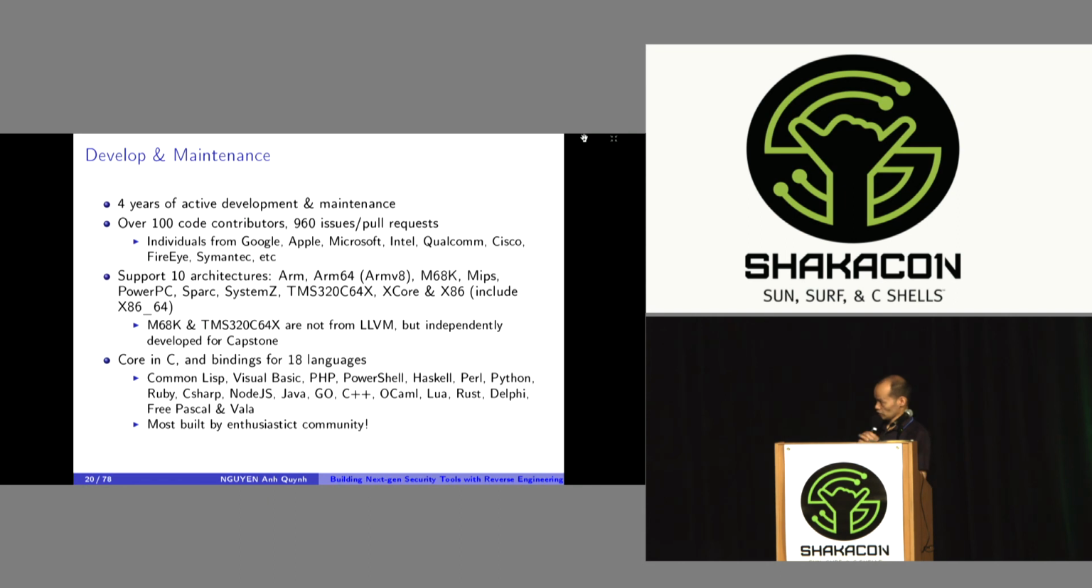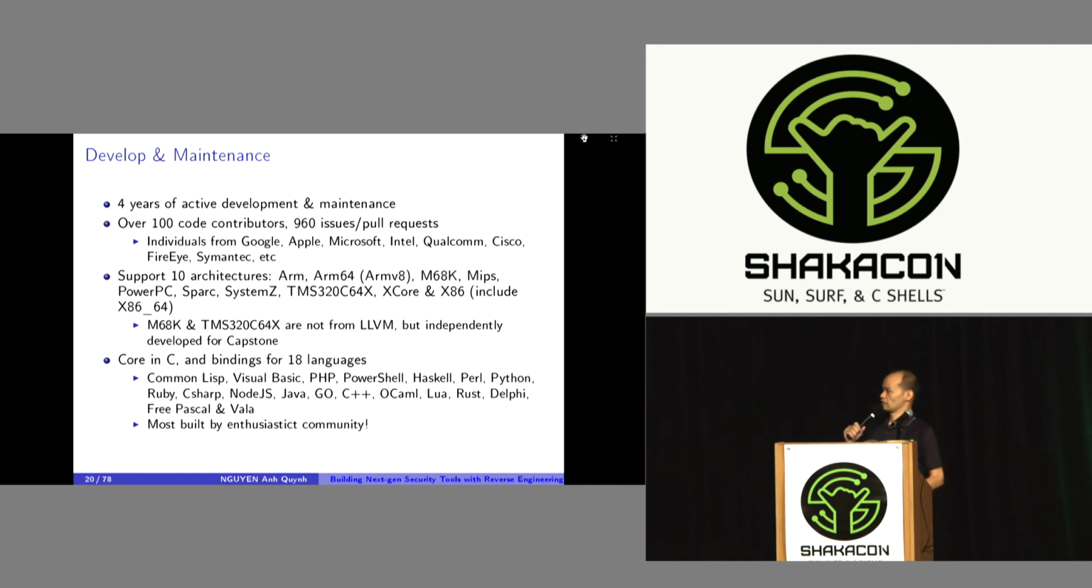And the good thing is that initially, in the first version of Keystone, we forked LLVM, so all the disassemblers come from LLVM, right? But over the years, people contributed, and we have two architectures not coming from LLVM. That's Hexagon and TMS. They were built from scratch, and now Keystone supports them, but LLVM does not.